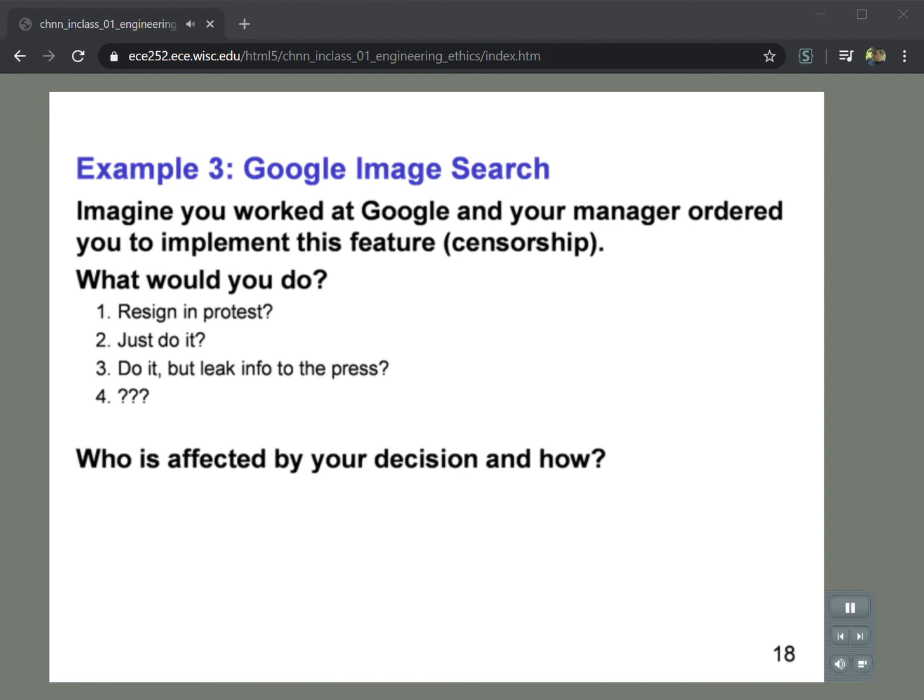Ethical situation. What would you do? Are you comfortable with this? Are you comfortable with this censorship? Would you go ahead and do that? Would you resign in protest? You'd be so upset that you'd quit your job?